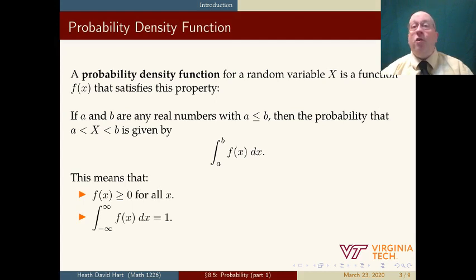In order for that to work, it means that the probability density function always has to be greater than or equal to 0 because the probability can't be negative. It also means that the total integral under the function has to equal 1 to represent 100%.